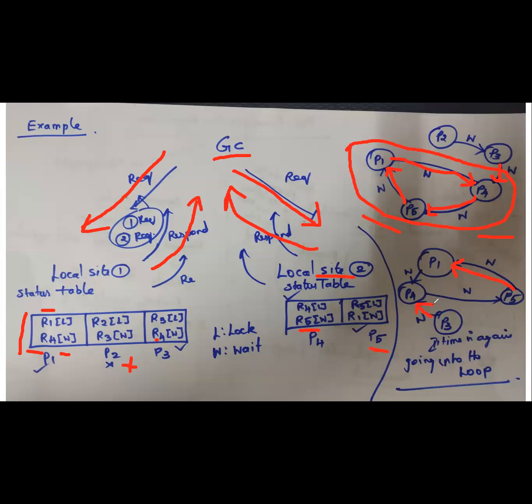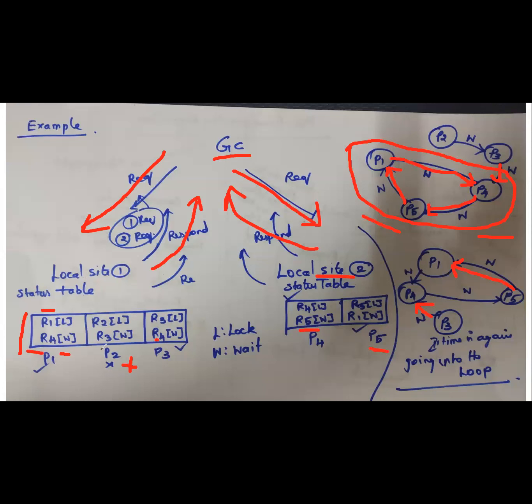So P3 is waiting for P4. Are you following what I'm saying? P3 is waiting for P4, R4. That means the next one is going to be P4. Is there any relation between P5 and P4? There is a relation. What do you mean by that? P4 is waiting. Actually, we need not consider the local site.